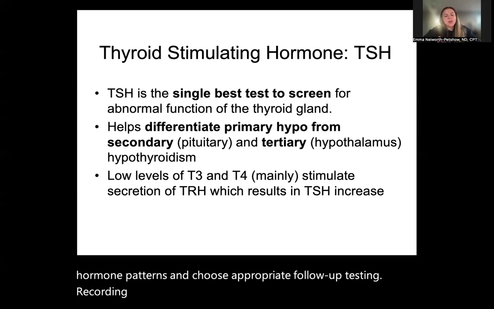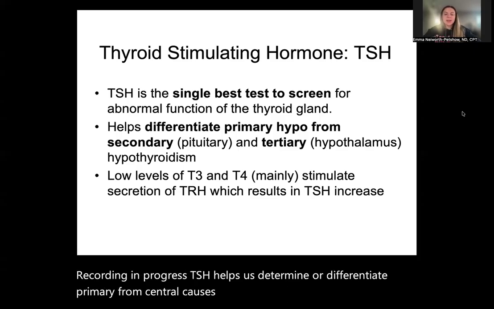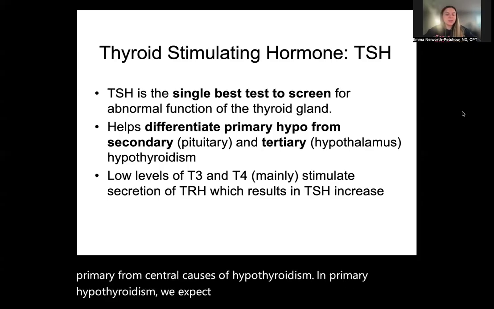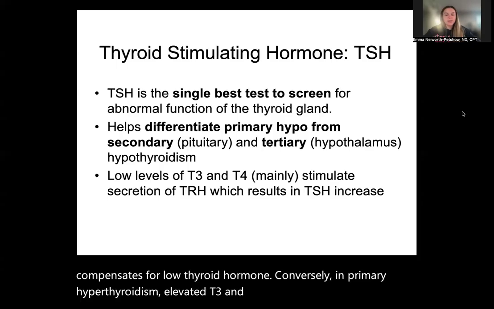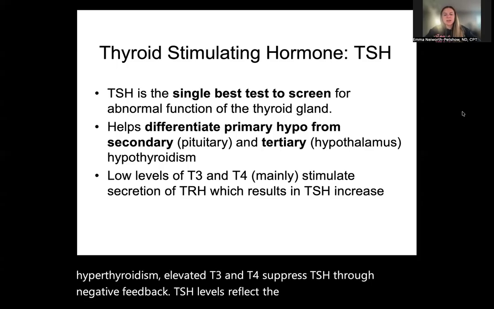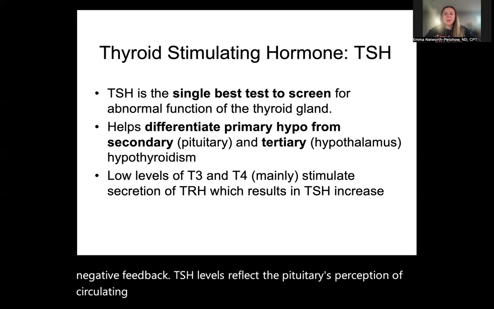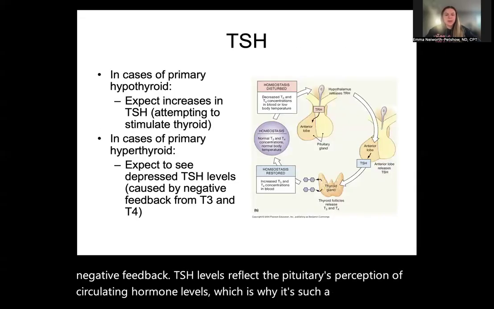TSH helps us differentiate primary from central causes of hypothyroidism. In primary hypothyroidism, we expect TSH to increase because the pituitary compensates for low thyroid hormone. Conversely, in primary hyperthyroidism, elevated T3 and T4 suppress TSH through negative feedback. TSH levels reflect the pituitary's perception of circulating hormone levels, which is why it's such a powerful diagnostic marker.